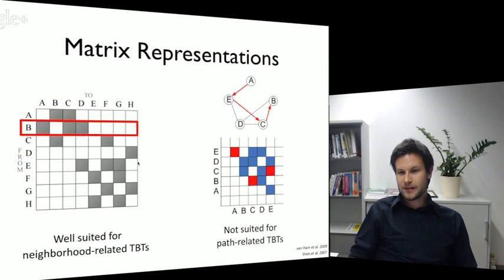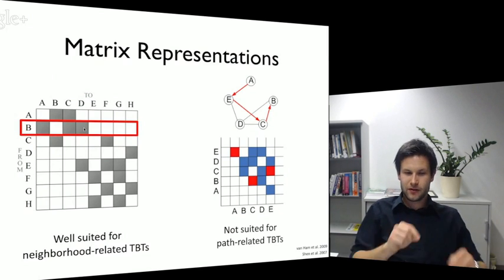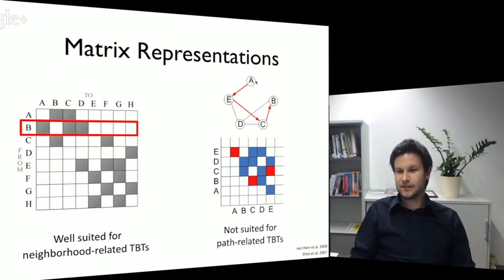So there are certain tasks that work really well in the matrix representation, like when you look for all neighbors of a certain node. If you're interested in node B, then you would just go to the line of node B and say, okay, A, C, and D are connected. This would be much harder if we have a huge node link diagram, because we need to follow all the edges. But it's not really suited for any kind of task that is path related.